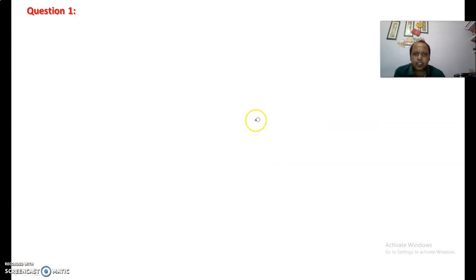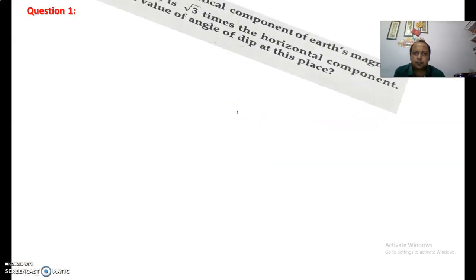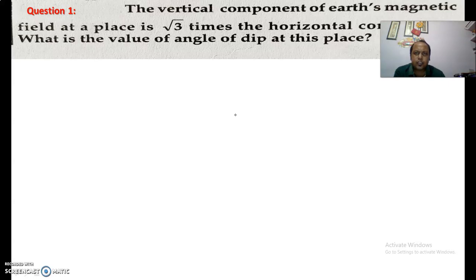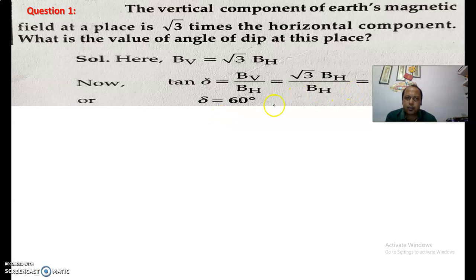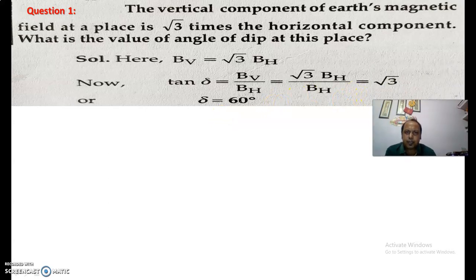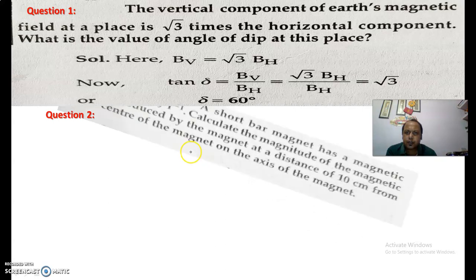Now some numericals are there. First question, I will quickly go through the numericals. The vertical component of Earth's magnetic field is given to be root 3 times the horizontal component. You have to find the angle of dip. A simple formula has to be used and you will get the angle of dip here, which is 60 degree. BV is equal to root 3 BH is given. Tangent of del has to be used.